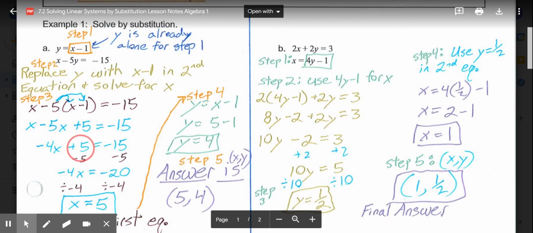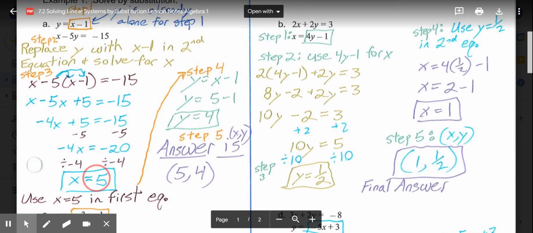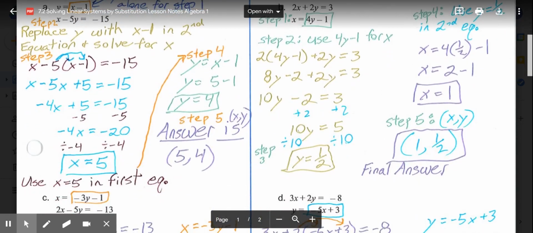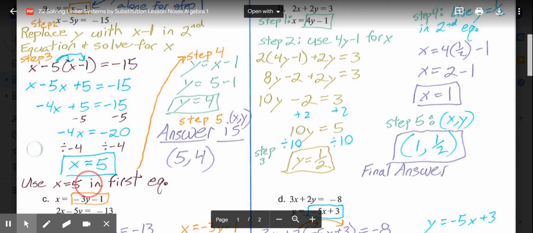To undo the addition of 5, subtract 5 from each side. So we have negative 4x equals negative 20. And then to get x alone, we would want to divide by negative 4 on both sides. So x equals 5. So now step 3 gave us one of our answers, x equals 5. So we want to take that info, and for step 4, substitute that into the other equation that we didn't use.